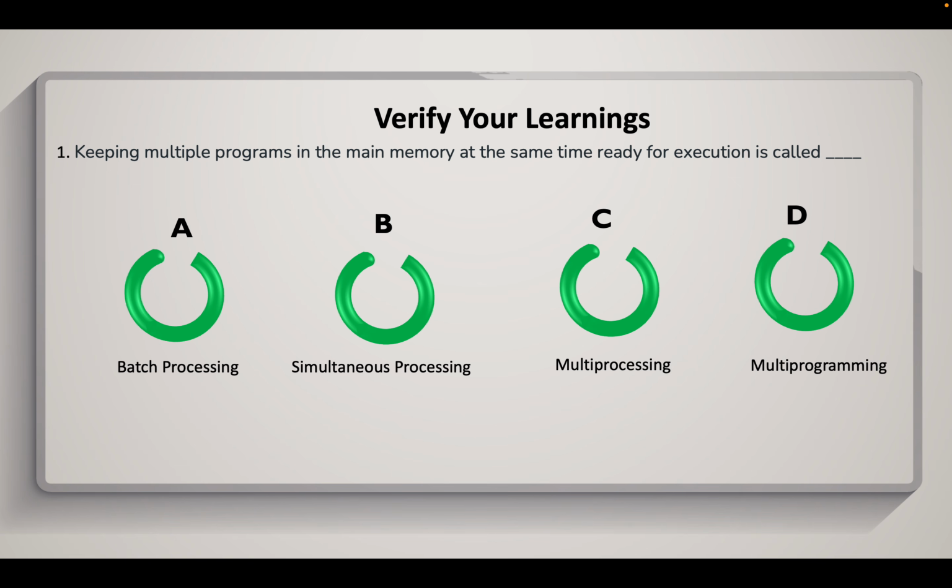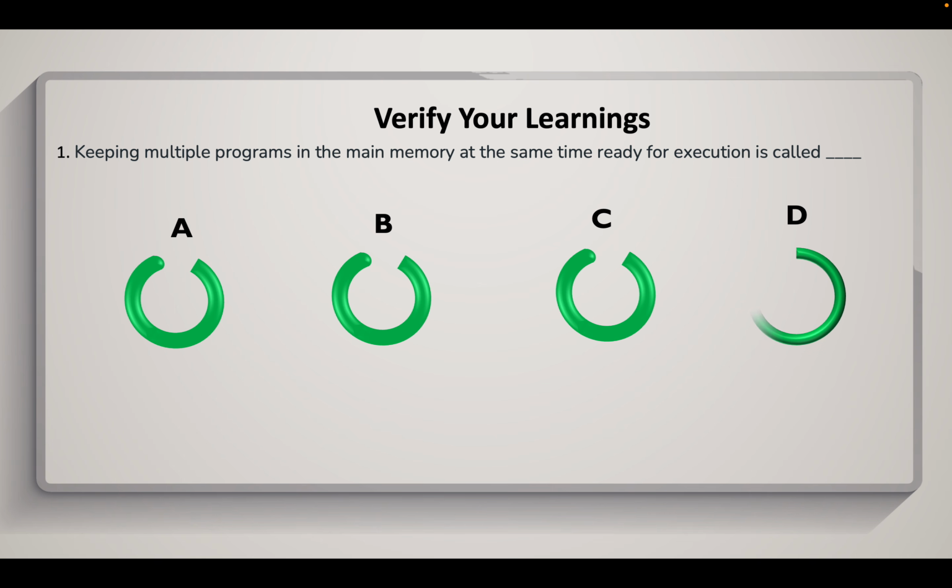We'll verify our learnings. Keeping multiple programs in main memory at the same time, ready for execution, is called a dash. Batch processing, simultaneous processing, multi-threading, or multiprogramming? The answer is multiprogramming.